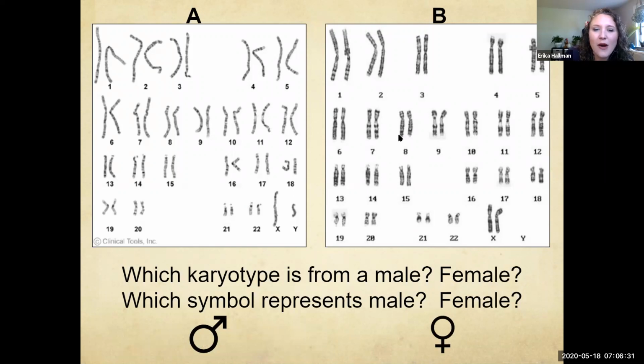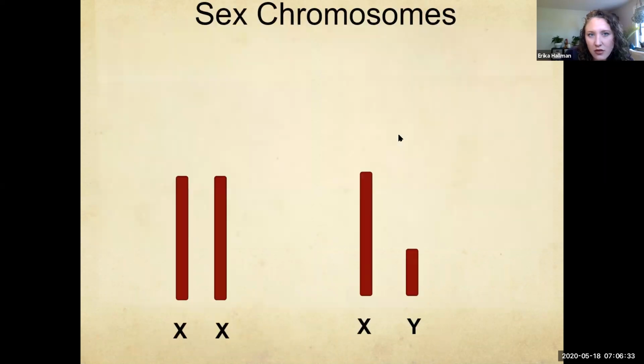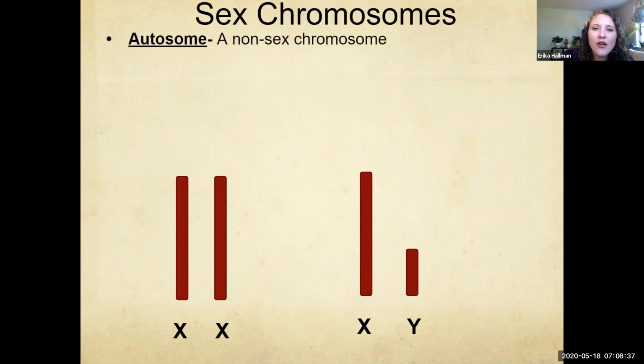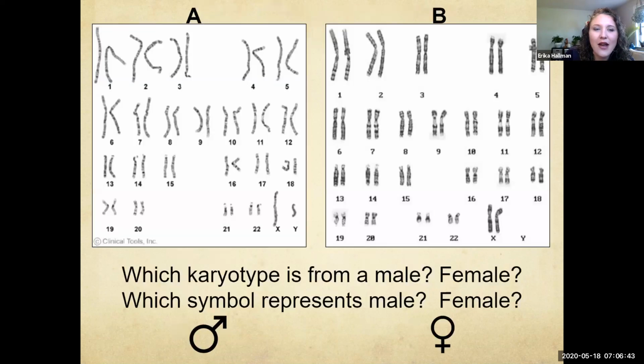So what does that mean? Well, each individual has 2 sex chromosomes that will determine if they are male or female. An autosome is any chromosome in that karyotype that is a non-sex chromosome. So if I go back a second, we have all of these autosomes. So chromosomes 1 through 22, all of them are going to be autosomes. These are our only sex chromosomes.